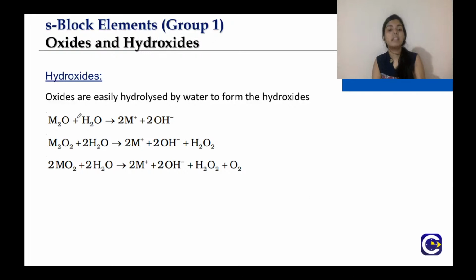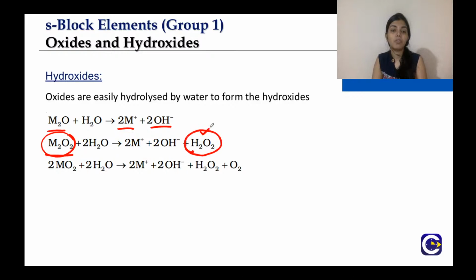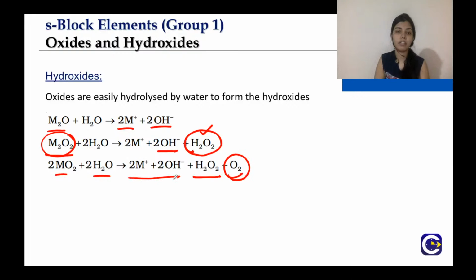Now these oxides are easily hydrolyzed by water to form hydroxides. So M2O on hydrolysis will give you 2M plus and 2OH minus. Then M2O2, a peroxide, for example if you have sodium peroxide and you treat it with water, then the resulting product will be H2O2 plus the hydroxide of the metal. Similarly, MO2 on treatment with water will give you peroxide plus oxygen gas plus metal hydroxide. So this is how hydroxides are formed from oxides.